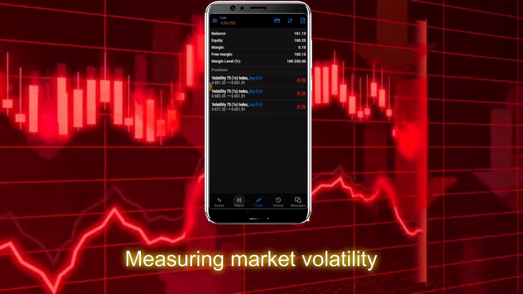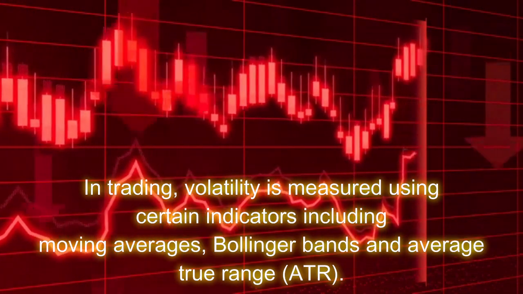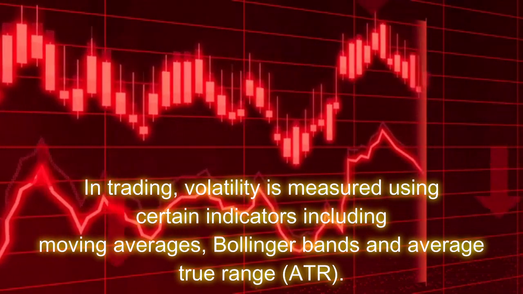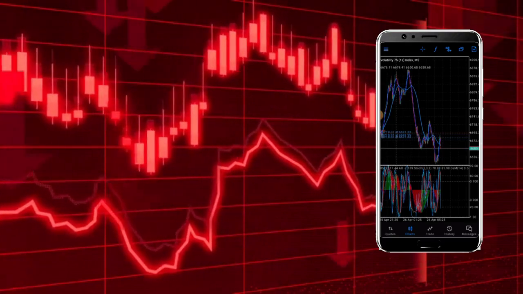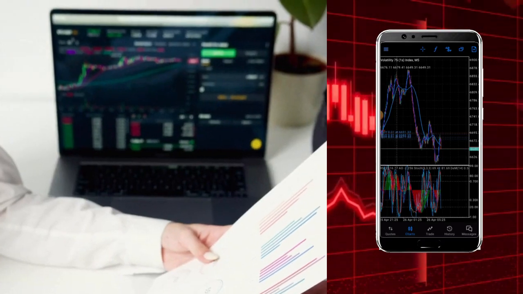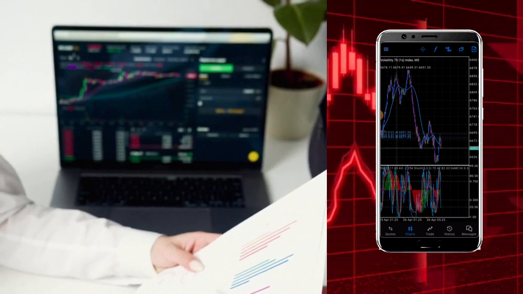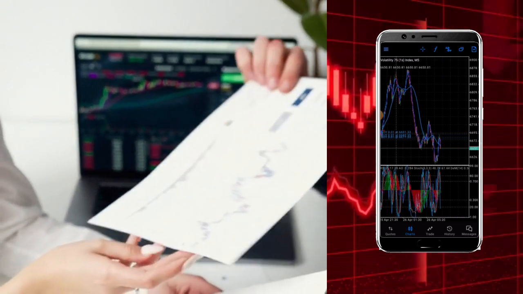Measuring market volatility. In trading, volatility is measured using certain indicators including moving averages, Bollinger Bands and average true range, ATR. Each of these indicators can be used slightly differently to measure the volatility of an asset and, more importantly, interpret this data in a different format.